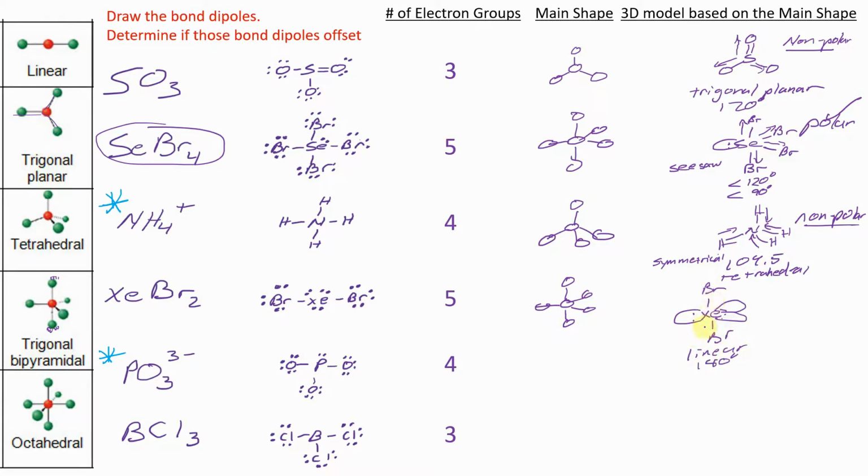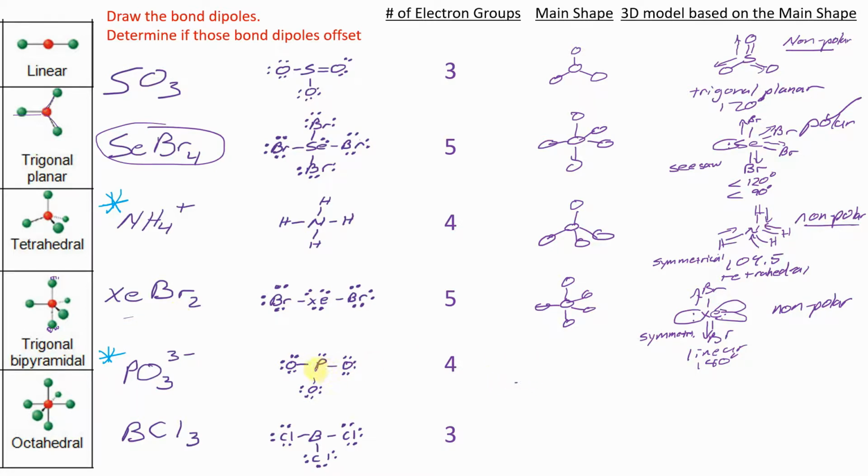Is it symmetrical or asymmetrical? I think it's symmetrical. Because, I'm going to stop right there, if bromine is more electronegative than xenon, you can see those bond dipoles will offset, and it will be nonpolar. So therefore, a xenon dibromide molecule will not have dipole-dipole interactions with another xenon dibromide molecule. All right, pretty good. Let's keep going.